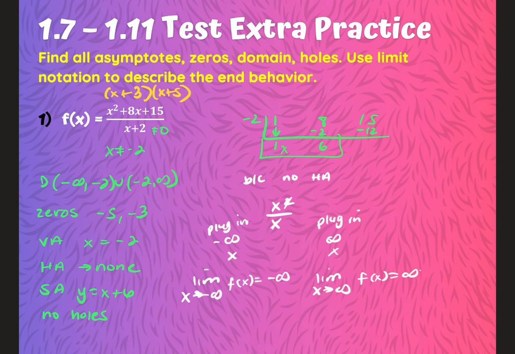First, you want to factor whatever you can factor. So at the top I factored, nothing cancels, which means there's no holes. But even before that, you want to get your domain. Your domain is all real numbers except for -2. So negative infinity to -2, -2 to positive infinity.